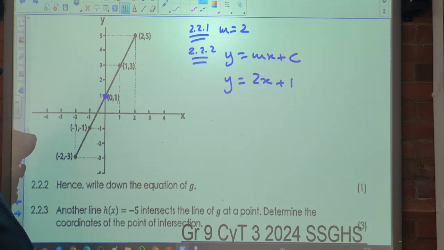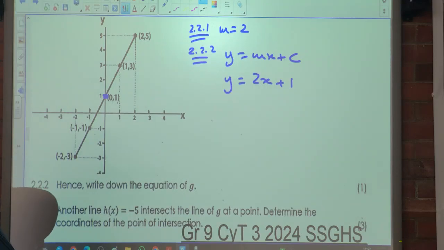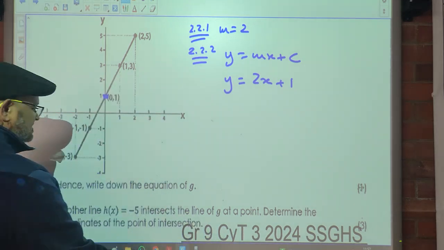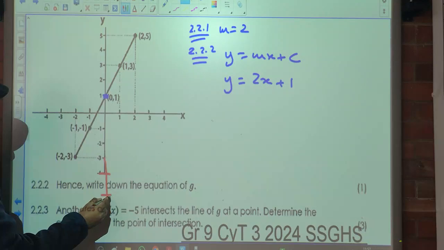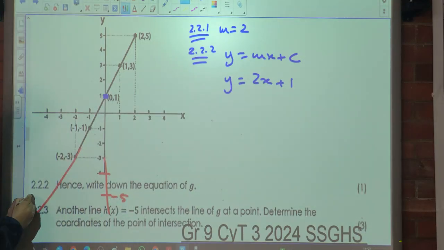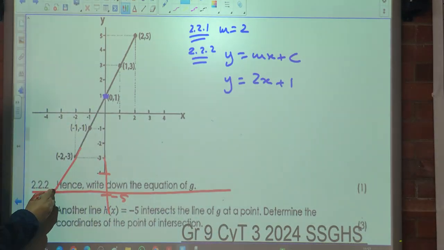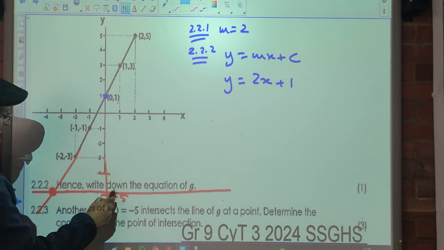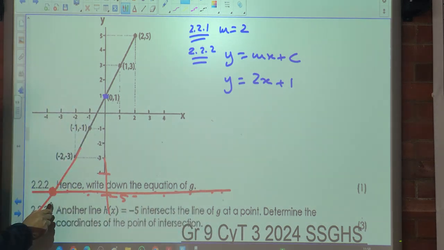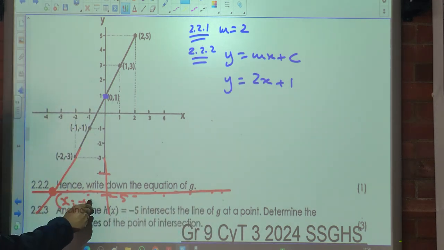Okay, next question. Another line, y is equal to minus 5, intersects the line of g at a point. Determine the coordinates of the point of intersection. So if I must just give you an idea what's happening here. If I extend this to minus 5, another line is coming through like it. So in other words, they want to know this point here, the coordinates of that point. But what do I know about that point? I know the y value. How do I know the y value? Because anywhere on this line, you've got the y value of minus 5.